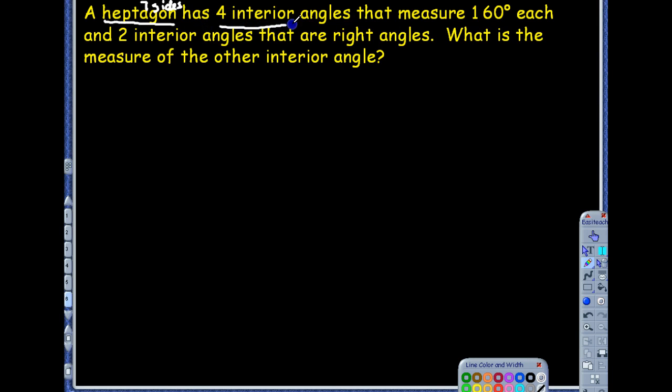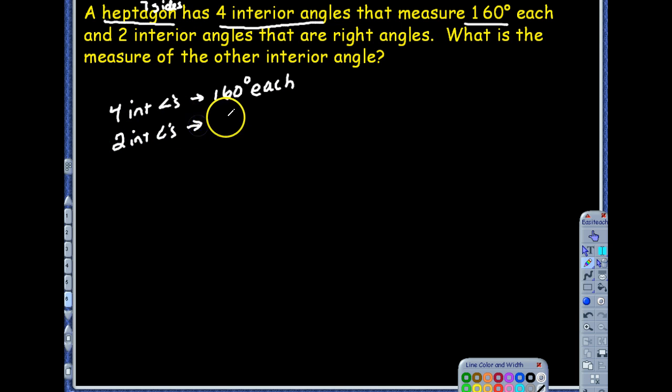It has 4 interior angles that measure 160 degrees. So each of those 4 interior angles is 160 degrees. Maybe write that, instead of saying the sum, since they're not saying the sum. And then they also give you 2 interior angles that are right angles, which means they're 90 degrees each. Now, notice how many total angles you have so far. Right now we have 6, but we know it's a 7-sided figure, so we're just missing 1. And it does ask for the measure of the other interior angle. So you could actually get by without knowing it has 7 sides, technically, on this problem.